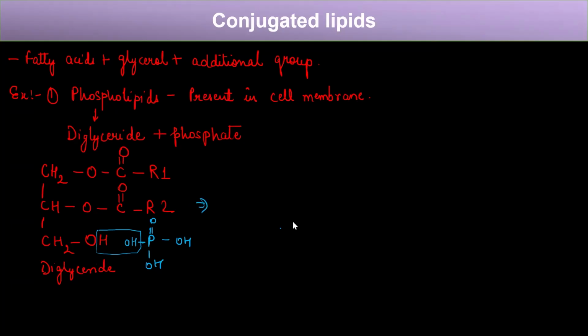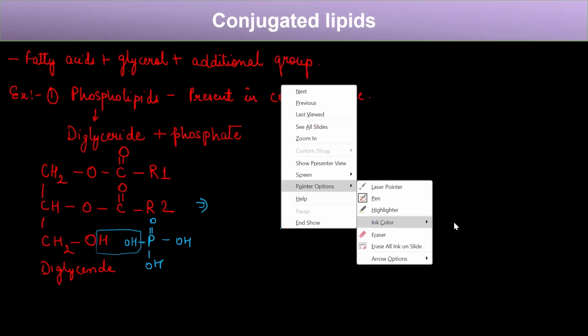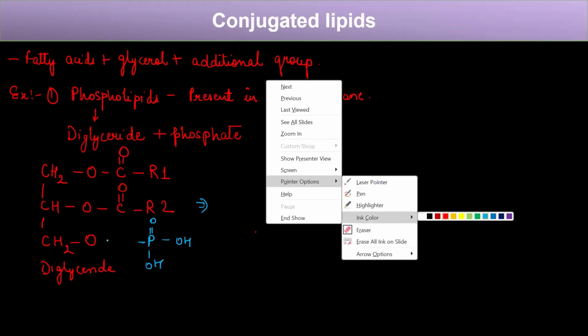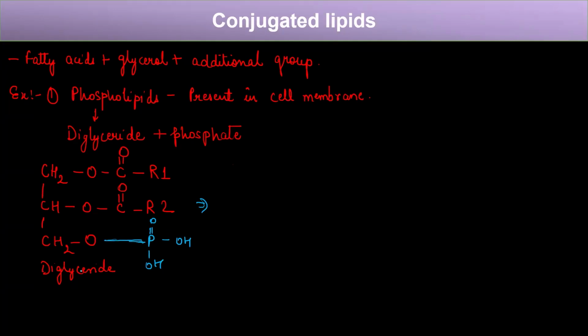So the structure will become something like this. It will form a bond directly here, and this structure will become your phospholipid. We saw how this phospholipid is formed: at the third carbon, the H is substituted by this phosphate group, and hence it forms the phospholipid.